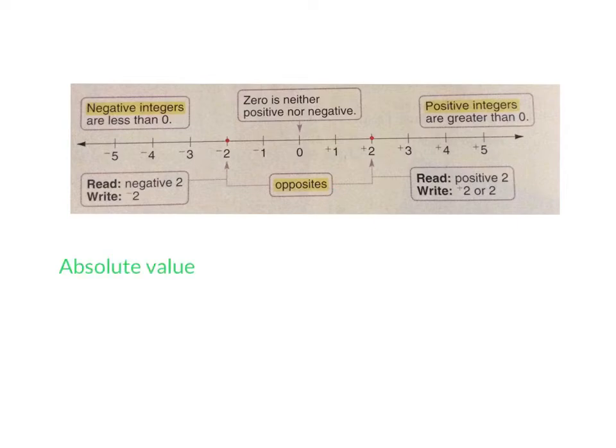We also have the absolute value of integers, and this will be how far they are away from 0 on the number line. So if we have the absolute value of 2, we would write it like this for absolute value. That's what these two lines on the outside mean, the absolute value. So 2 is how far away from 0 on the number line. We would go 1, 2, and that's 2 spaces away from 0.